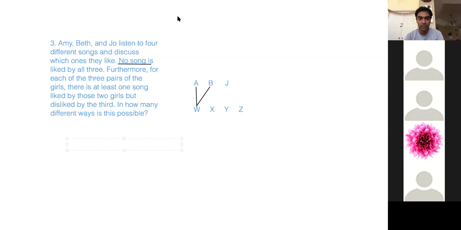So let's just make sure to make this clear that A, B, and J are the people. So these are the people, and these are the songs. So what is a way that we could kind of satisfy all this? So one way is A and B. So A likes song W. B likes W. And J doesn't like W, right? So that solves it for one of them. How else do we need to assign songs to people to make this work? What else could we assign?